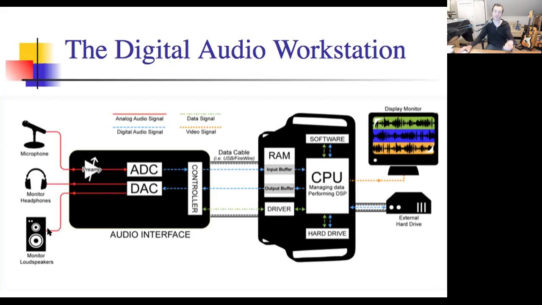And that's a digital to analog converter. So an interface will have an analog front end, an analog to digital converter, a digital input signal coming back from the computer, and a digital to analog converter. Often it will also have volume controls, gain controls, etc.